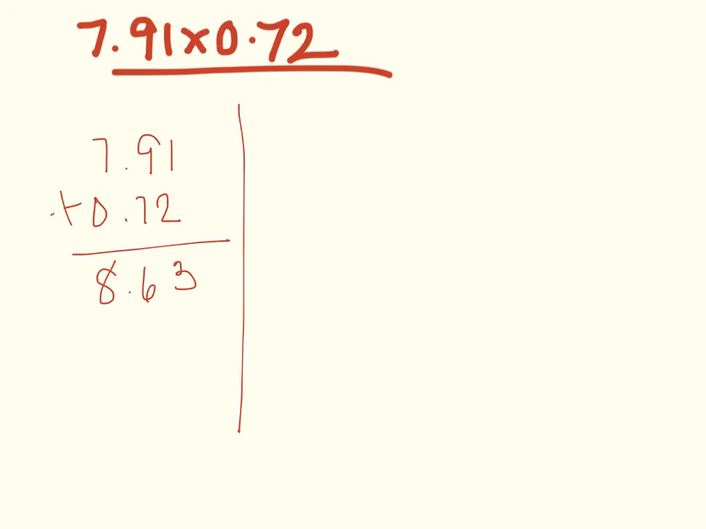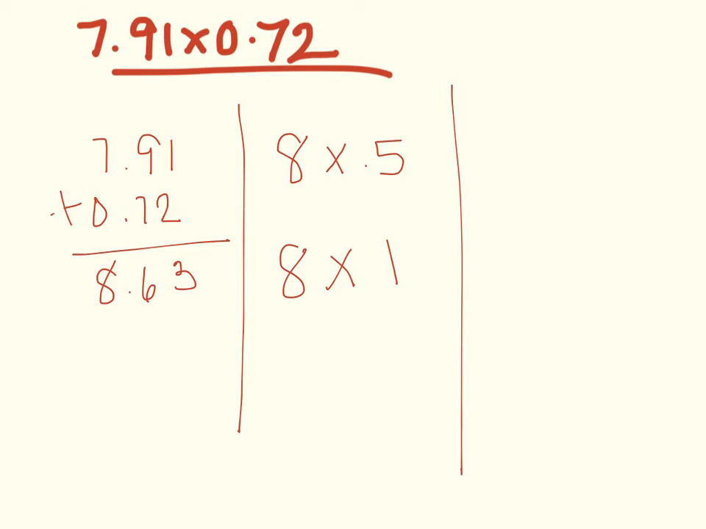Well, 7.91 is really close to 8, so I don't think you'll have any difficulty in seeing that as an 8. 0.72, well, it's either half or it's 1, so I'm going to do both. So 8 times half and 8 times 1. That way I know that my answer will be somewhere between 4 and 8. 8 is the highest it could be, and 4 is the lowest it could be. Answer needs to be between that.